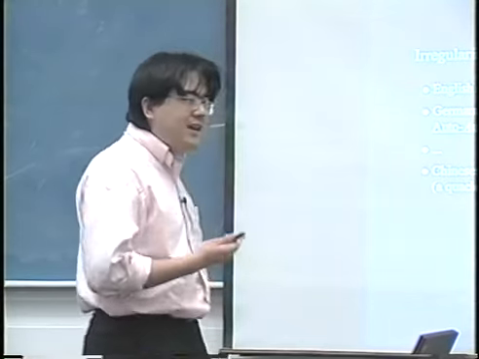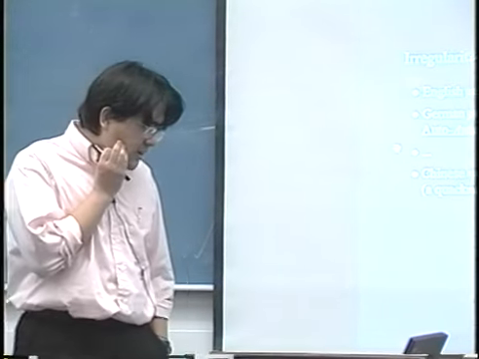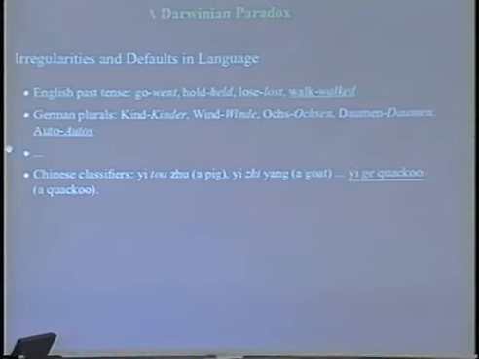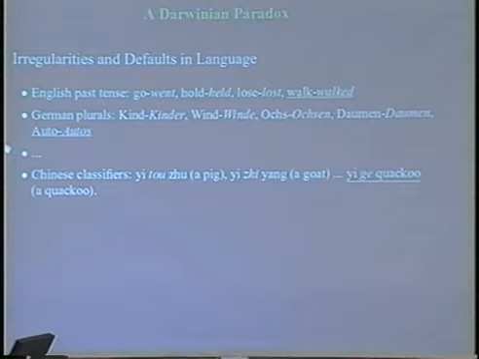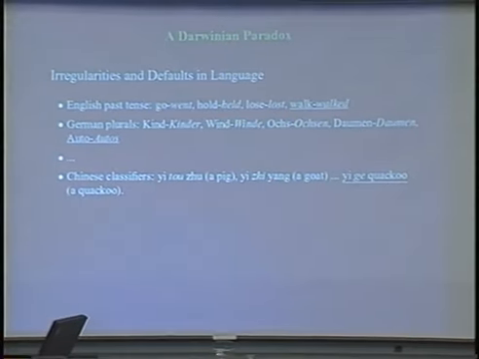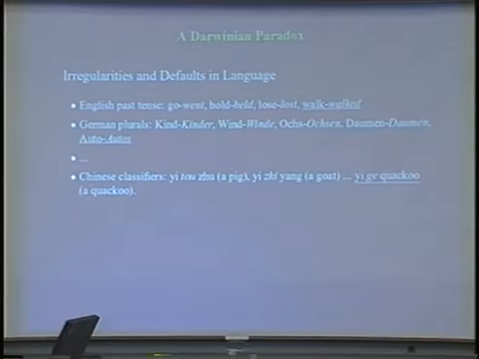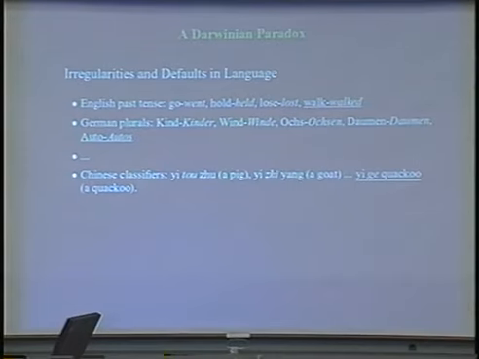So again, in the evolutionary framework, I'll start with the Darwinian paradox. That's a fact about all languages I know of. A fact probably true for all languages is that in all languages we have some degree of irregularity. We have irregularities and defaults. In English it's obvious: go, went, hold, held, and the majority of verbs are regular: walk, walked. In German plurals, I have 5 classes, and those are irregulars, and this is a default.